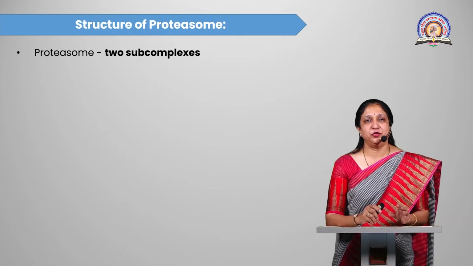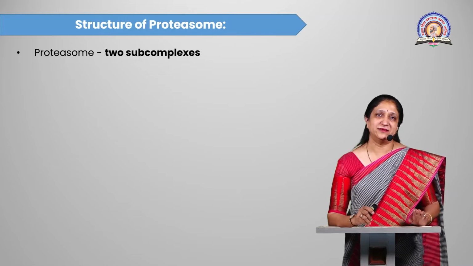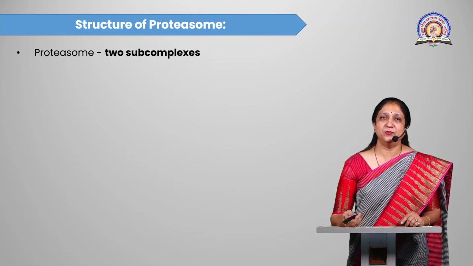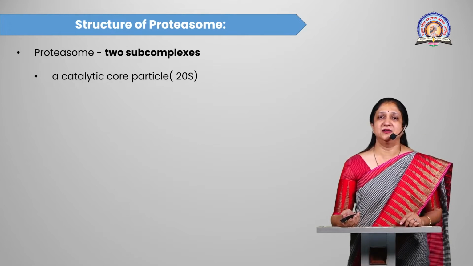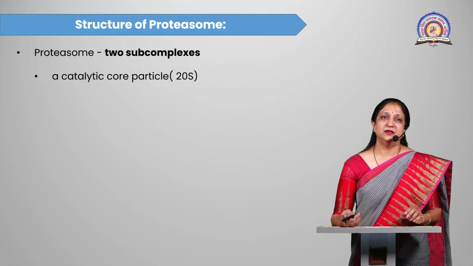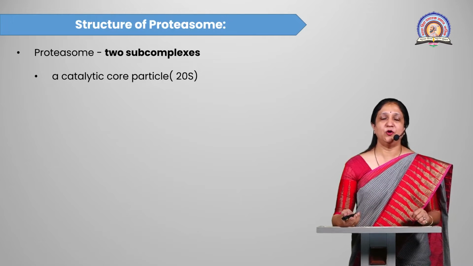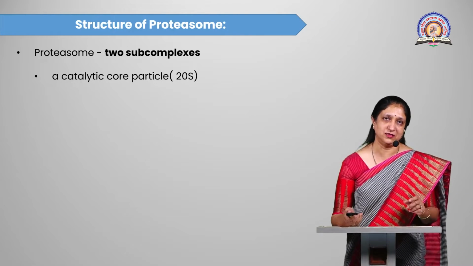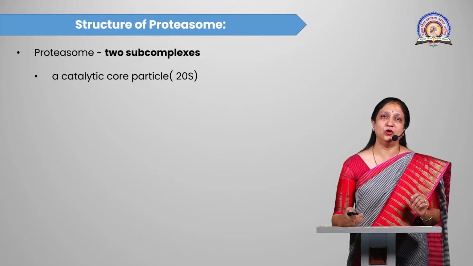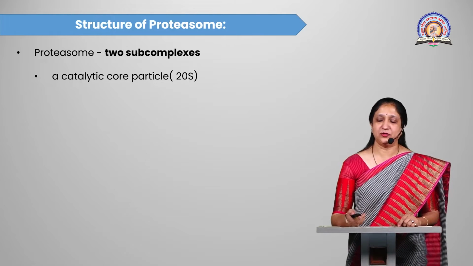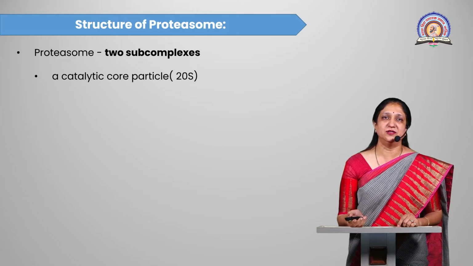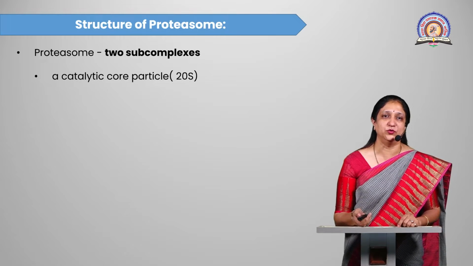The structure of the proteasome is a complex structure which is made up of two subcomplexes, in which the first subcomplex is referred to as the catalytic core. This catalytic core is made up of certain small subunits which are arranged in a circular structure with a hollow in the center. The catalytic core particle has a sedimentation coefficient of approximately 20 Svedbergs, and so it is also referred to as the 20S subunit.